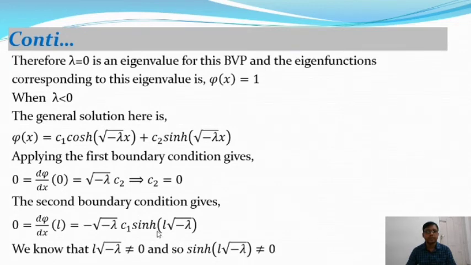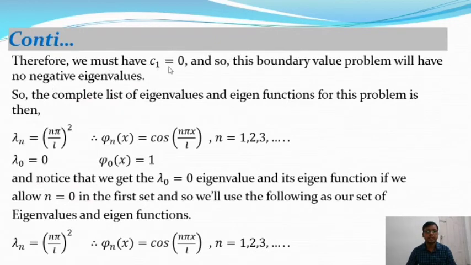Okay. So from this we will get c1 is equal to 0. So this boundary value problem will have no negative eigenvalues. So the complete list of the eigenvalues and the eigenfunctions for this problem is lambda n is equal to (n pi by L) whole square, and the corresponding eigenfunction is phi n of x is equal to cos of n pi x by L, where n is equal to 1, 2, 3 up to infinity. And these are the solutions of phi functions when lambda is greater than 0.